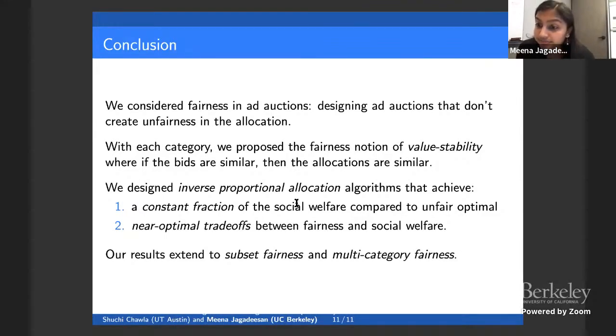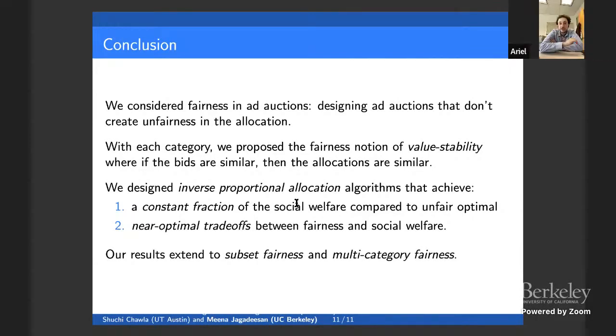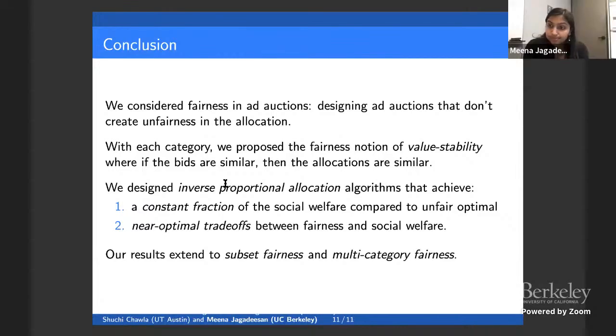Thank you. Great, thank you, Meena. So while the next speaker sets up, Gili is speaking next. If there are any questions, this is a good time to ask.